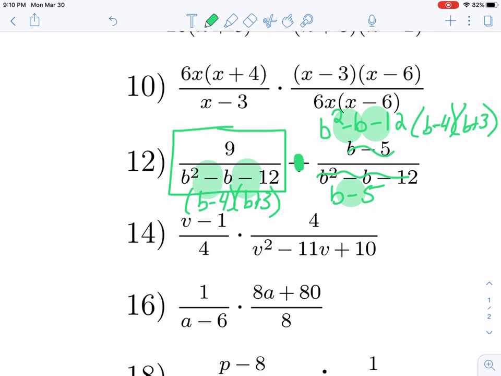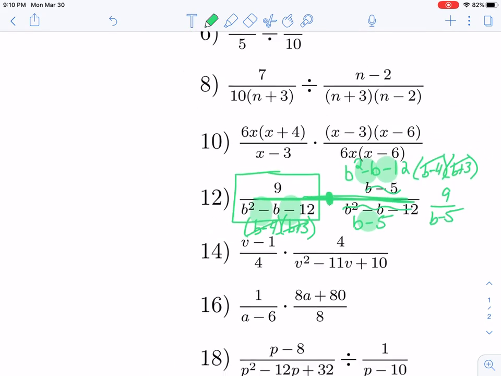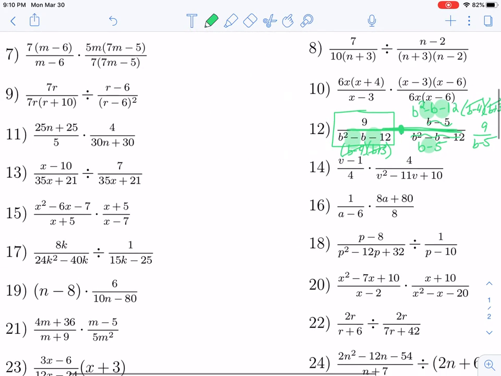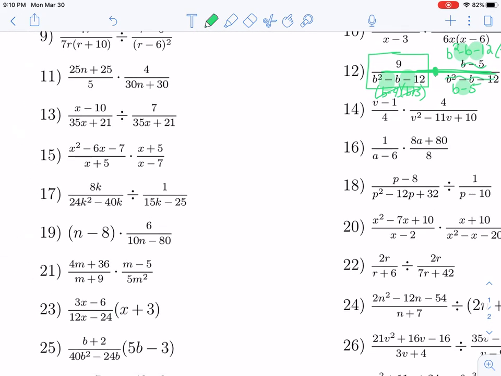And then I just have a b minus 5 down there, so I can't cancel. With multiplication, this is just a long fraction line. Anything down below can cancel with anything up top, so my b minus 4 is canceled, my b plus 3 is canceled, just leaving me with 9 over b minus 5. Overall, with multiplication, I found that kids did pretty well with that.